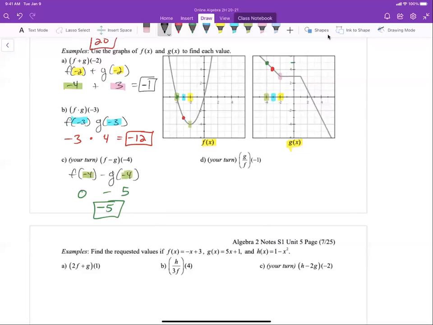All right, so this is rewritten as g of negative 1 divided by f of negative 1. Okay, so we go look at our x value of negative 1 on g, and I find my output is a positive 3. I divide by f of negative 1, go to negative 1, and I find my output is a negative 3, and I find my answer to be negative 1.